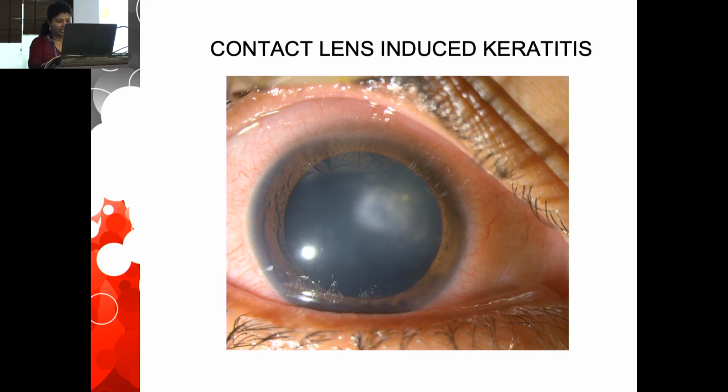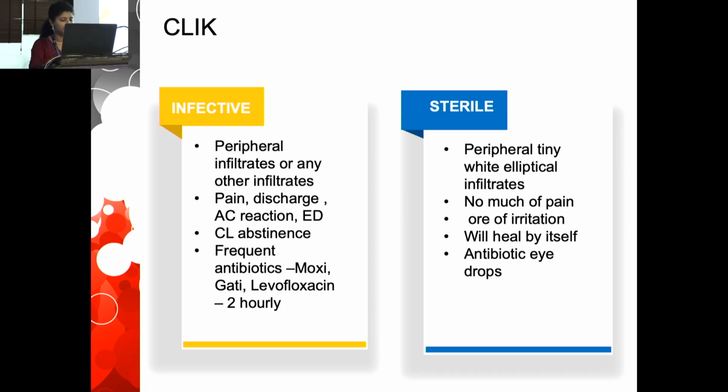Contact lens induced keratitis. Most of the time the patient comes with peripheral small creamy white infiltrates. So this can be broadly divided into infective and sterile. Infective, the patient will have more of pain, AC reaction and ED. Whereas in sterile, there will not be much pain, it will be more of irritation. In any contact lens related cases, as we know, contact lens abstinence is the first thing to do. In infective cases, start with fluoroquinolones, moxi, gatti or levofloxacin, start early or too early. Sterile ones will heal by themselves, but still we can give plain antibiotic drops.